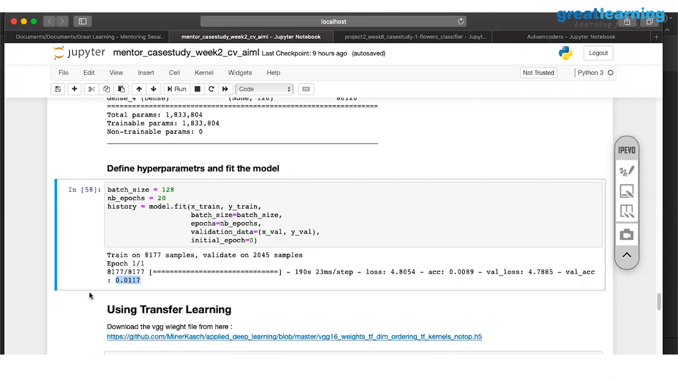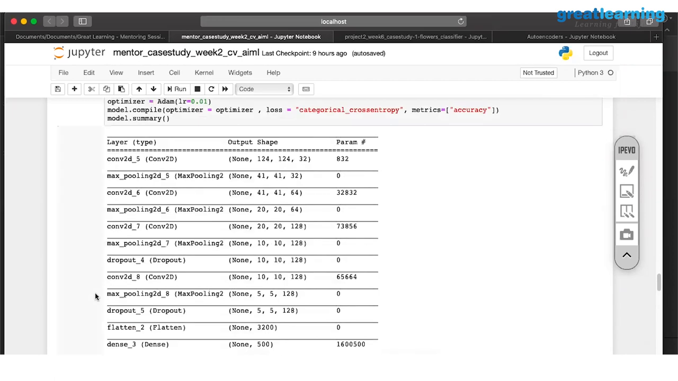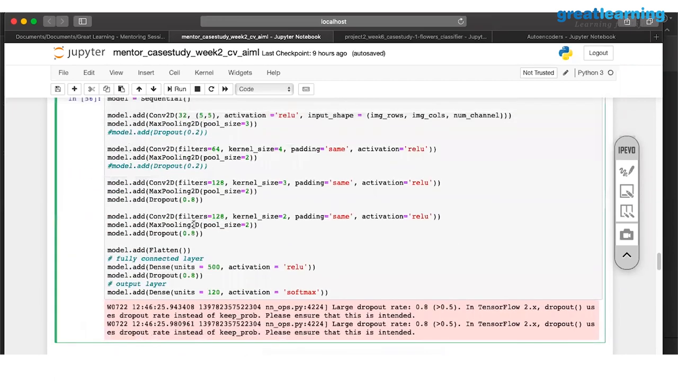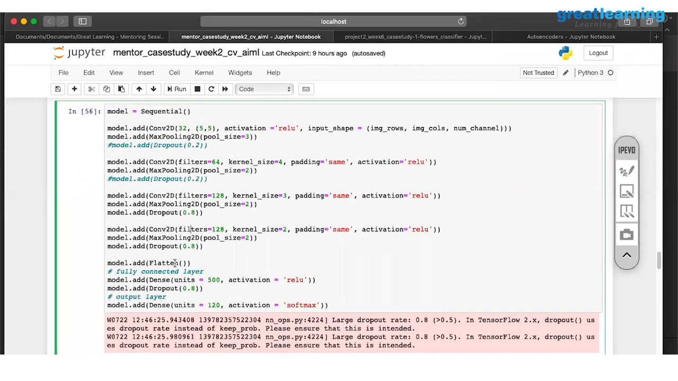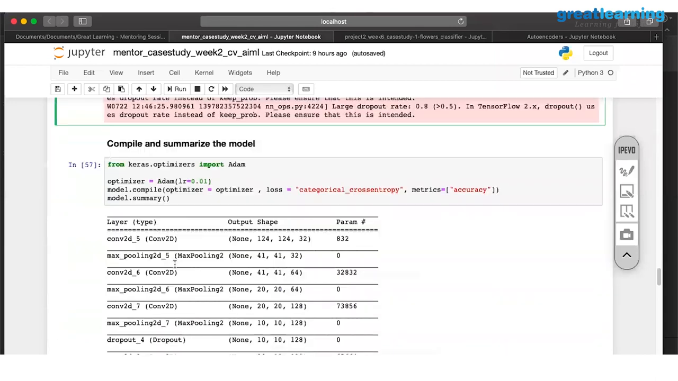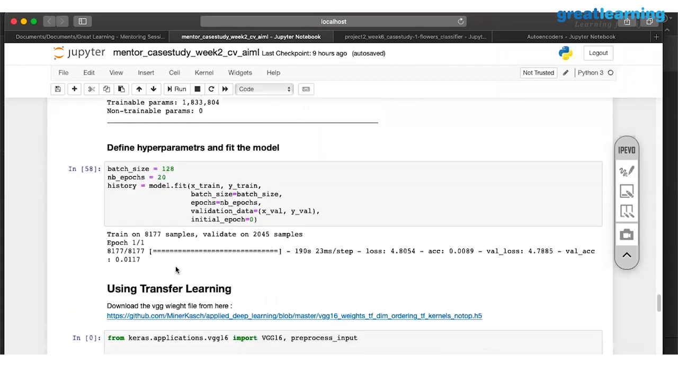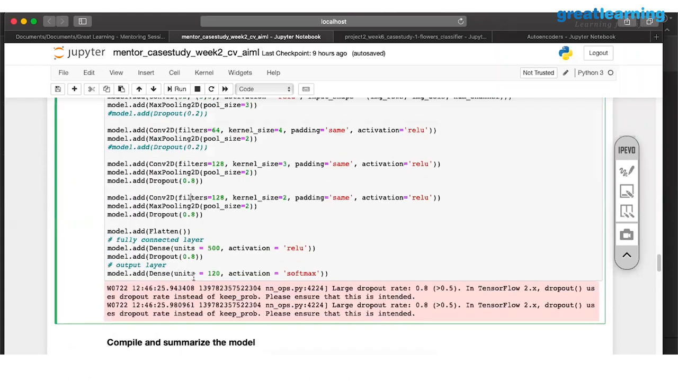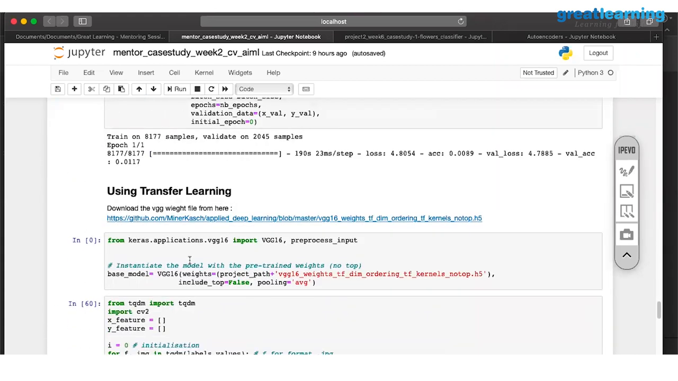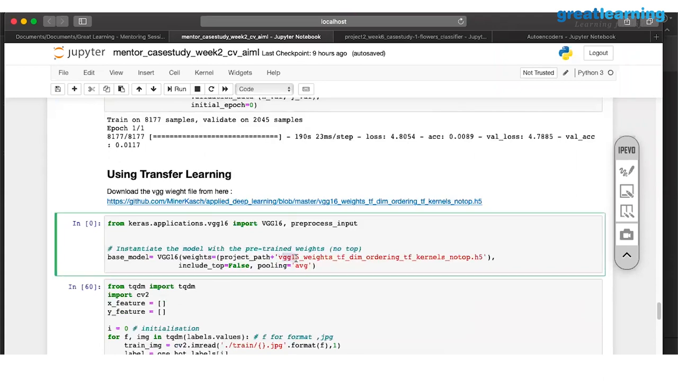Underfit model, definitely. Why did we get this? Because of whatever stunt we did over here by creating our own CNN. All right, now what if we are stuck in this situation and we don't have time to play around with multiple things? In that case, we have got standard VGG 16 weights. The only thing is there is a file which we have to store.